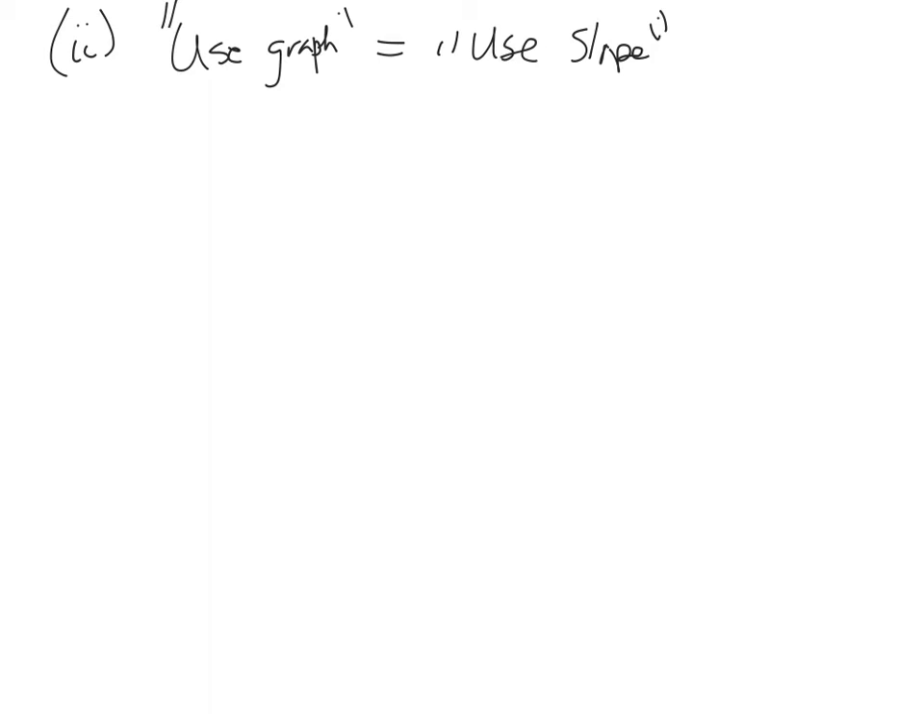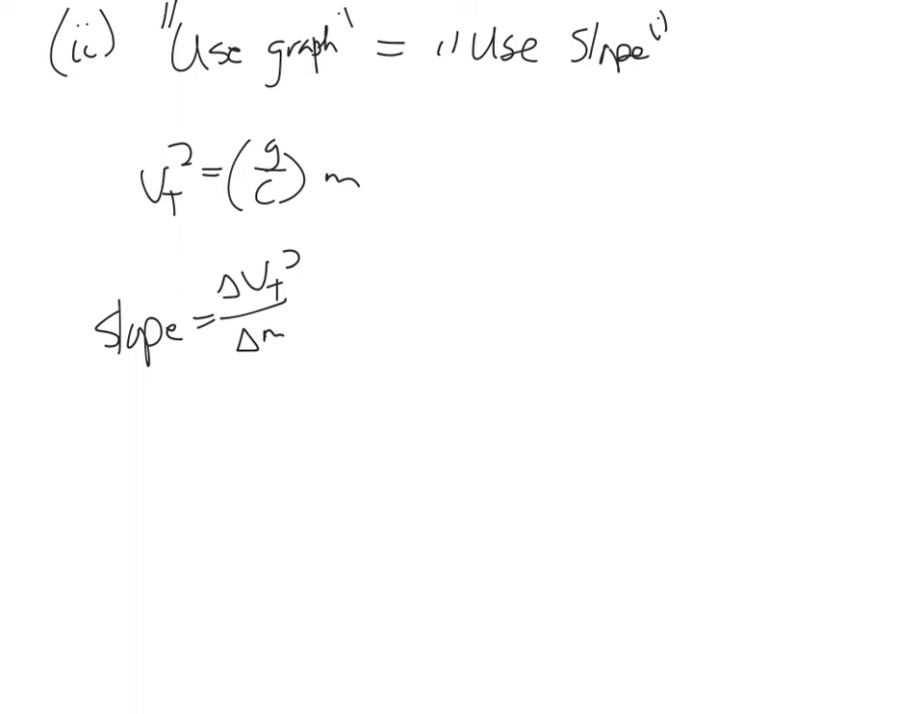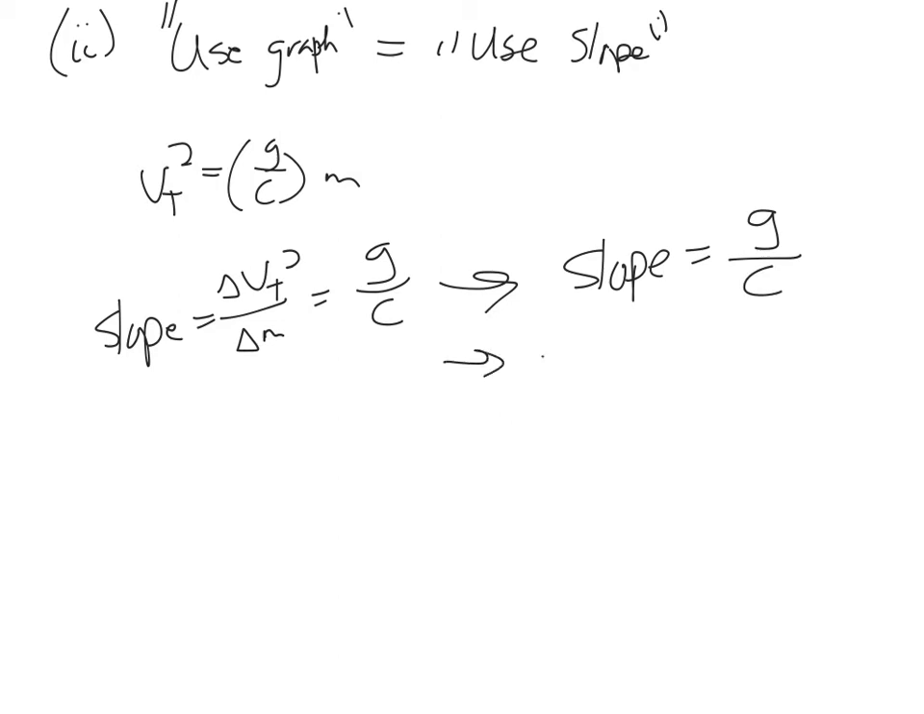Now again, remember the equation, it was G over C, M. The slope is just the change in VT squared over the change in mass, change in Y over change in X. Looking at this equation, VT squared divided by M is the same thing as G over C. So that means the slope of my line is going to be equal to G over C, or C equals G over slope.